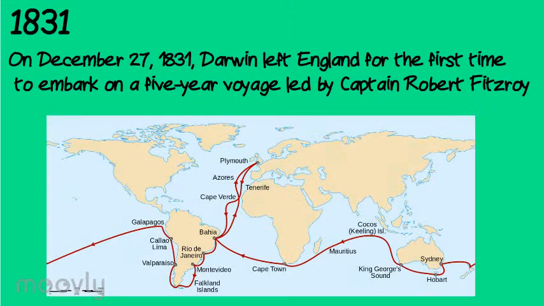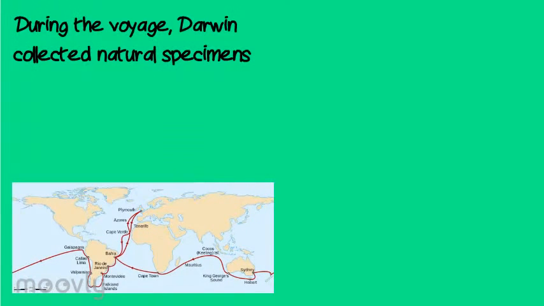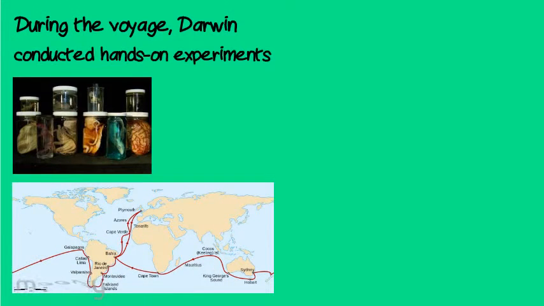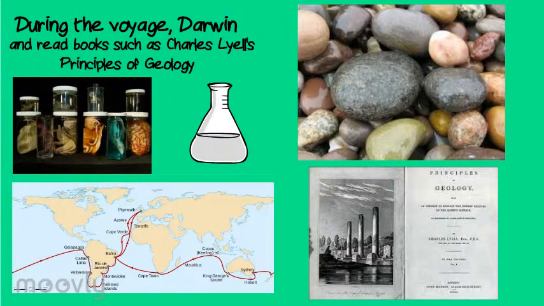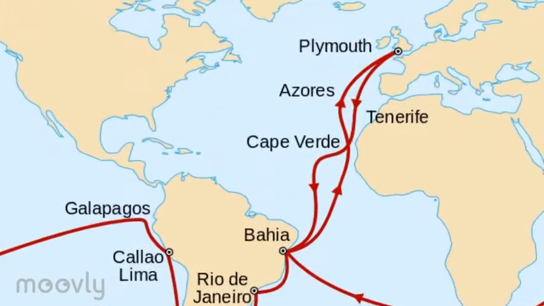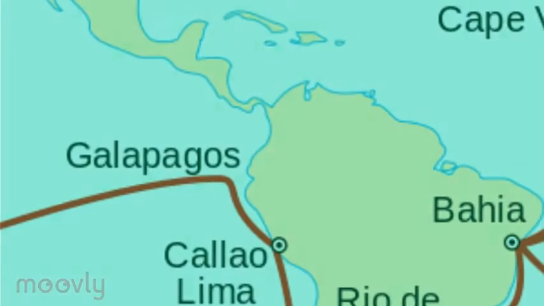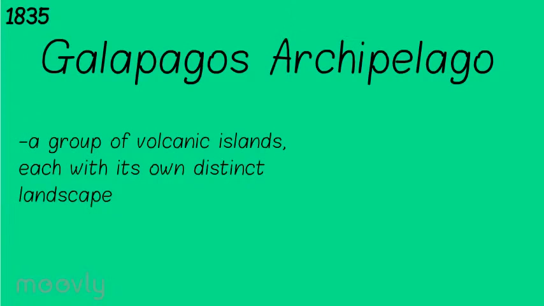So in 1831, Darwin left England for the first time in his life to embark on a 5-year voyage across 4 continents, led by Captain Robert Fitzroy. On the voyage, Darwin collected natural specimens, conducted hands-on experiments, studied local geology, and read books such as Charles Lyell's Principles of Geology that influenced his later theory. One of the most well-known destinations on this trip was the Galapagos Islands, where he made a stop for 5 weeks toward the end of his journey.